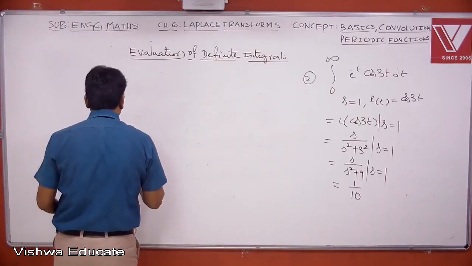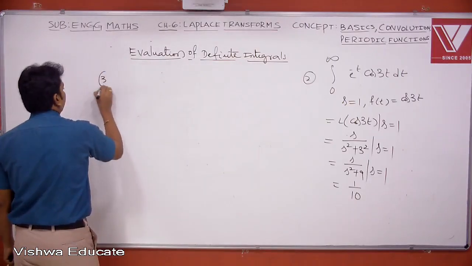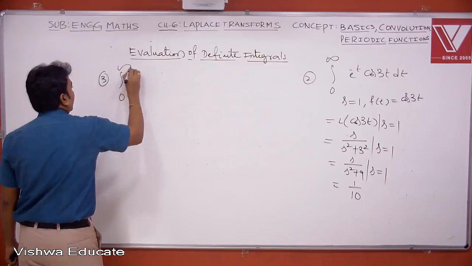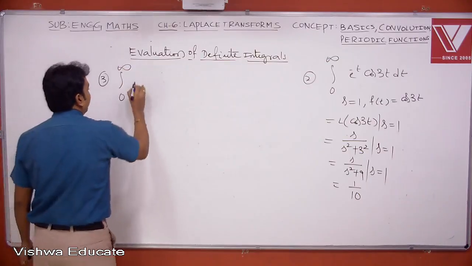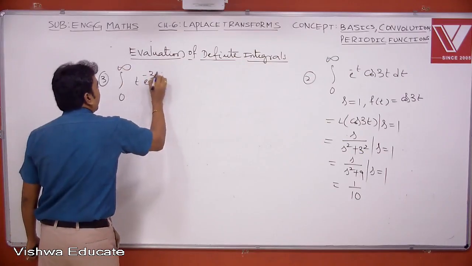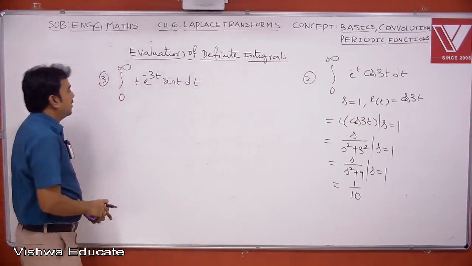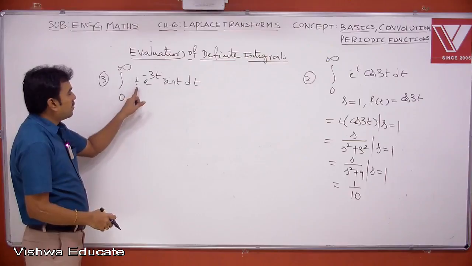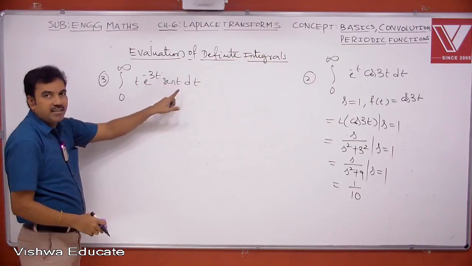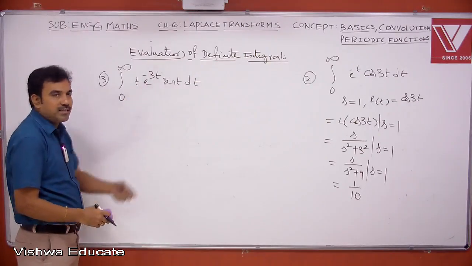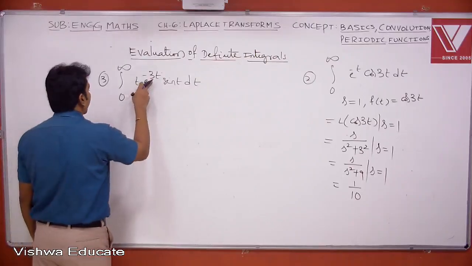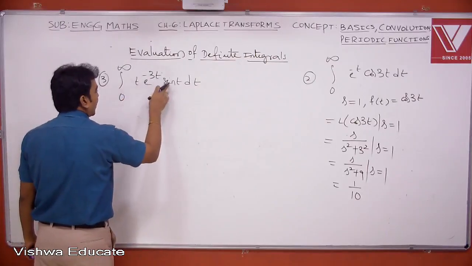Now let us solve one more problem on this. Integral 0 to infinity t into e power minus 3t into sin t dt. This is a somewhat complicated integral because we have three functions: exponential, polynomial, and sine function.